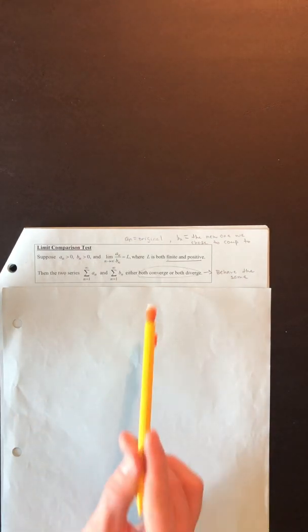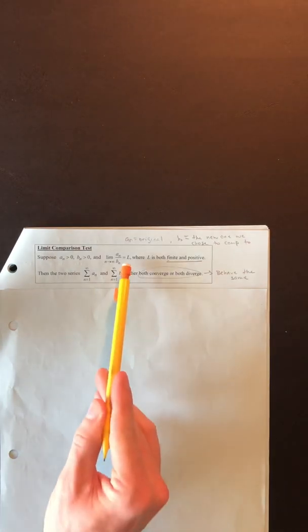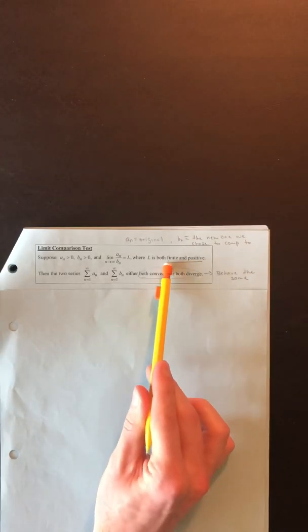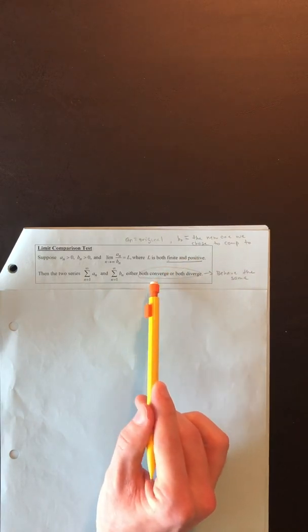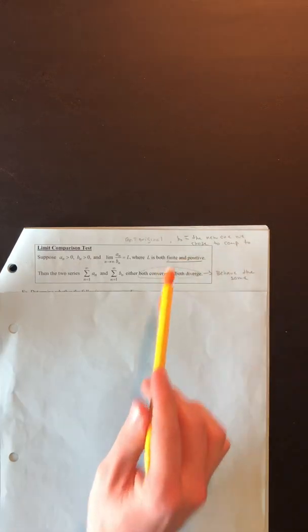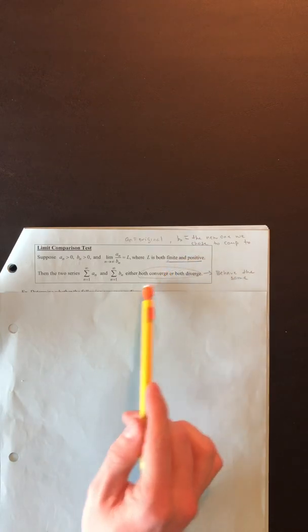Now be careful. If this limit gives you something like 0, or a negative number, or infinity, you cannot logically conclude anything else. What this test says is, if the limit is finite and positive, then the two things do the same. You cannot conclude anything if the value is not finite and positive. It doesn't mean that if the limit's infinite, then they're going to be different. No, you don't know that. That could be true, but this test doesn't tell you that.